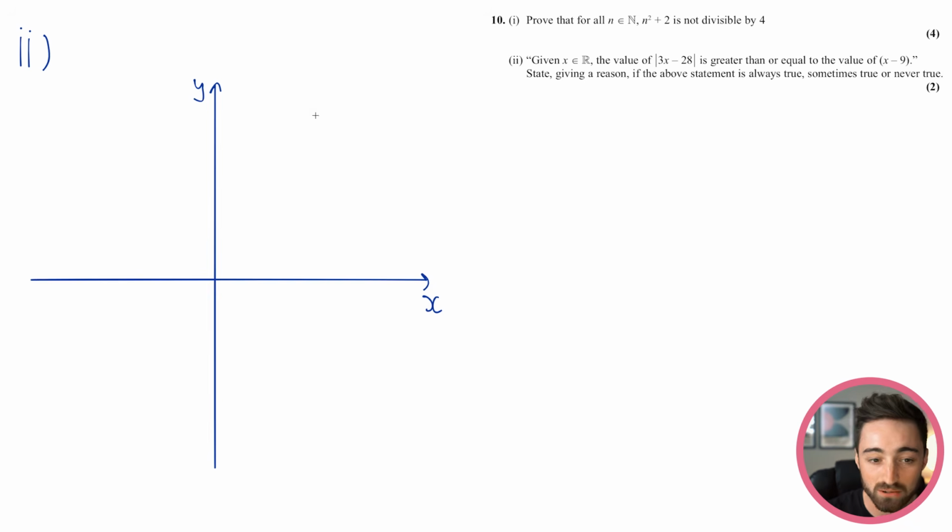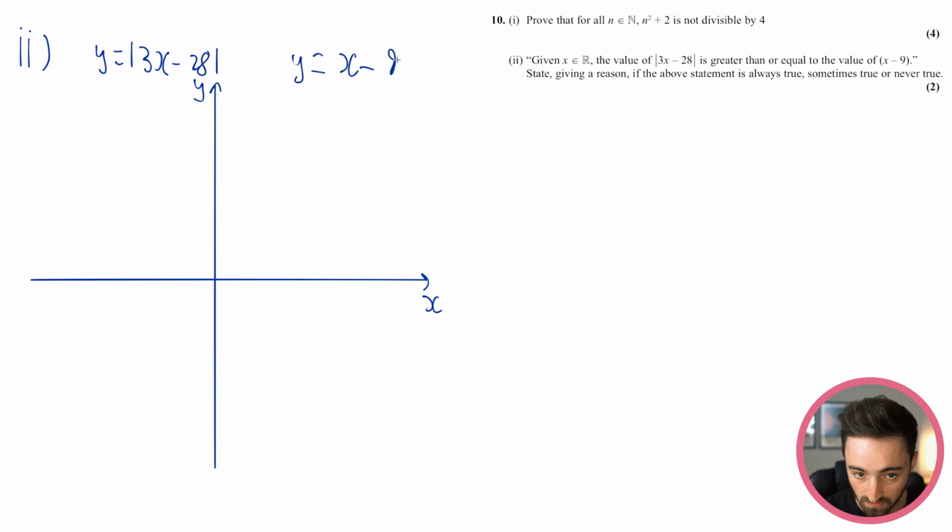So if I draw the graph of y equals this modulus, and then the graph of y equals x minus 9, I can then compare. If one of them's above the other, it's always greater than, and vice versa. So let's draw x minus 9. It's going to hit the y-axis at minus 9, and it's going to have a gradient of 1. Let's imagine it looks like that, and this is going to be 9 as well.